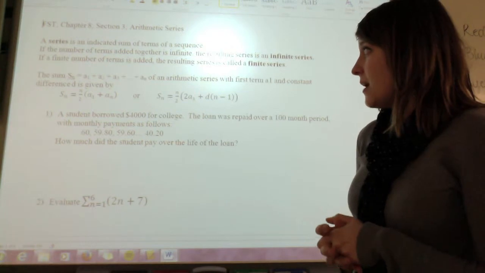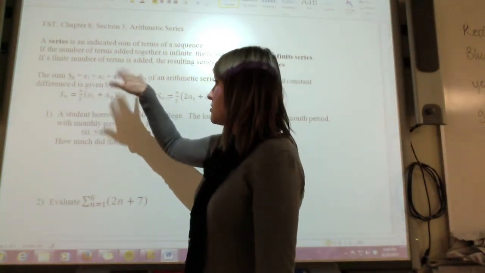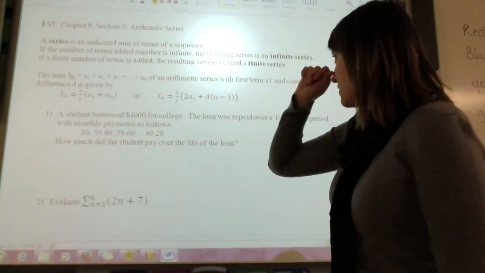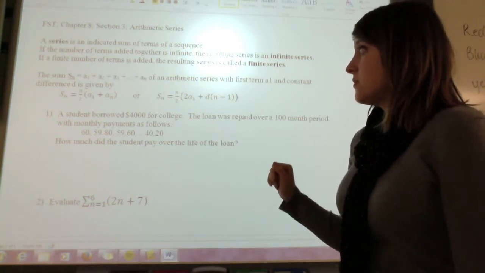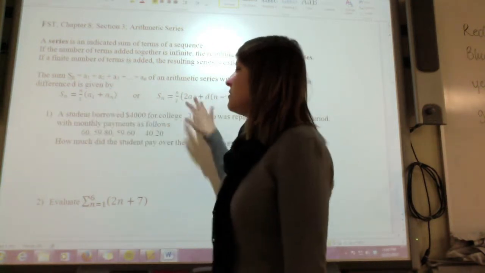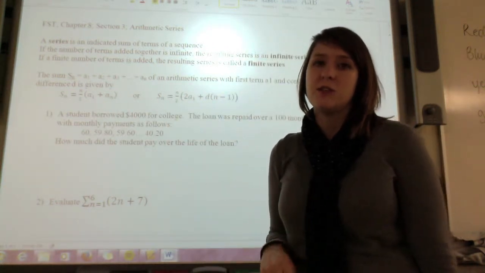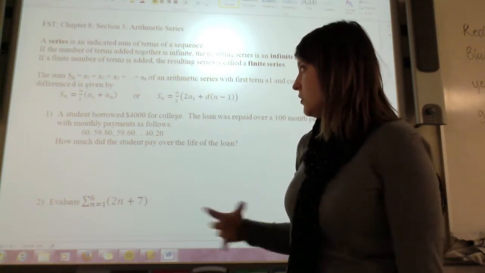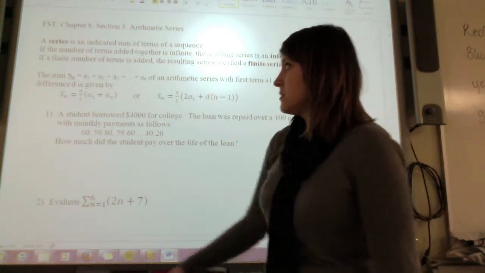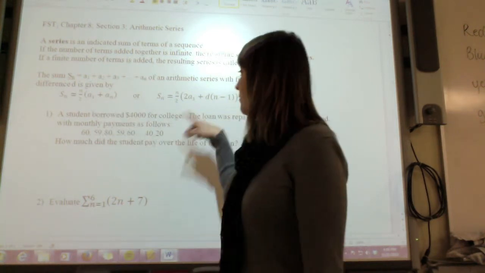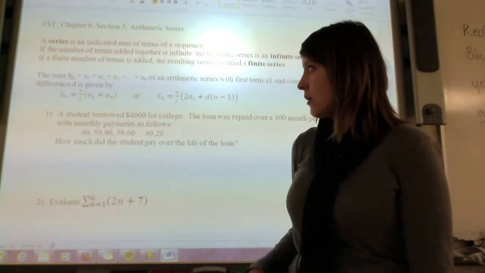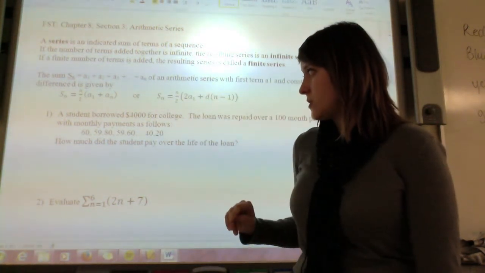So the sum, S sub n, is equal to your first term plus your second term plus your third term, dot, dot, dot, all the way up to a sub n, of an arithmetic series with first term a sub 1 and a constant difference given by d. These are the two formulas you can use, and they are available on your formula sheet, so you will have them on a test. Make sure you understand that S sub n stands for the sum of an arithmetic series. S stands for sum, and A stands for arithmetic sequence, or series.